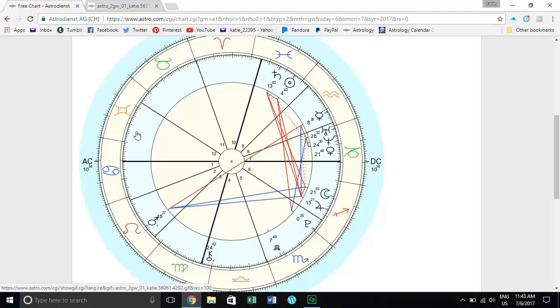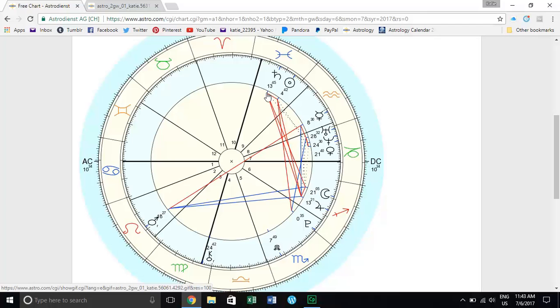Now, blue aspects are considered harmonious aspects. Red aspects are considered harsh aspects. An aspect is basically just an angle between 2 planets in astrology. So you have conjunctions, which are when 2 planets are in the exact same point in the sky. They're shown by a little red line between 2 planets that are next to each other.